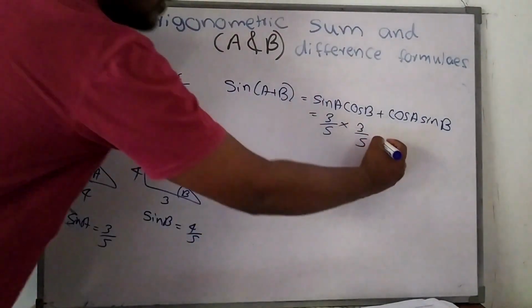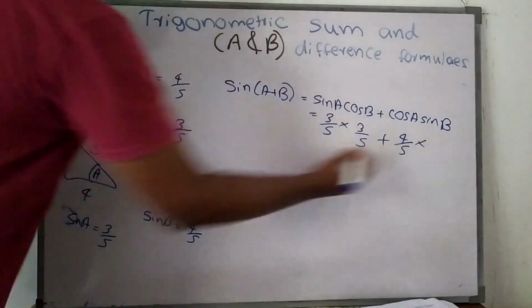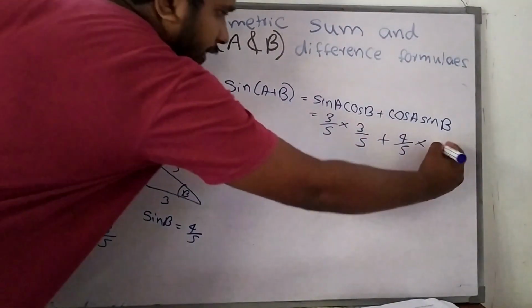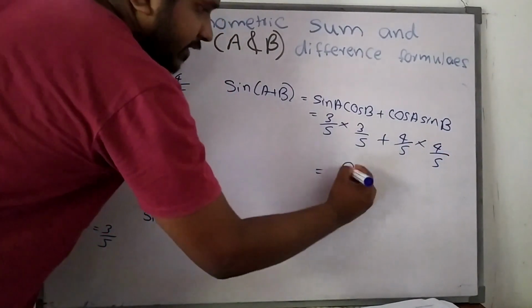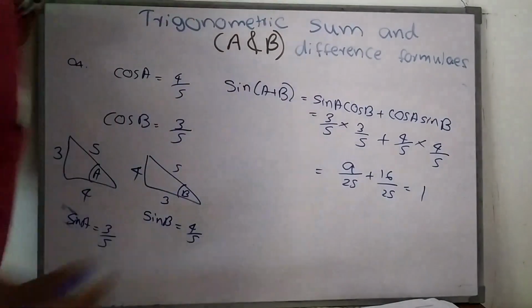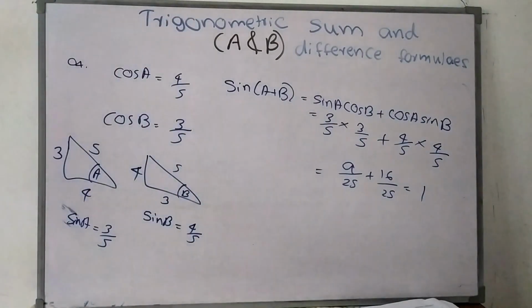Right? So here it's 4 over 5 into cos A, 4 over 5. So it's 9 over 25, 16 over 25. The value is 1. So the angle is 1, right? Sin A plus B, the value is 1.